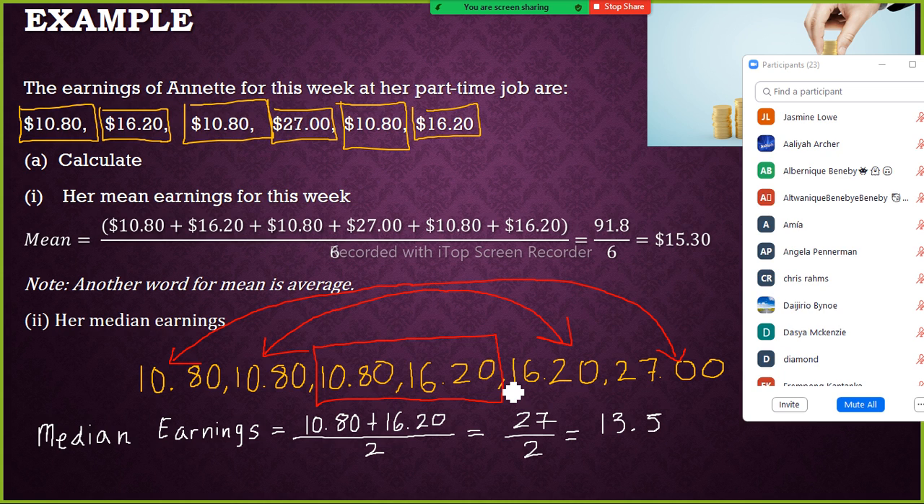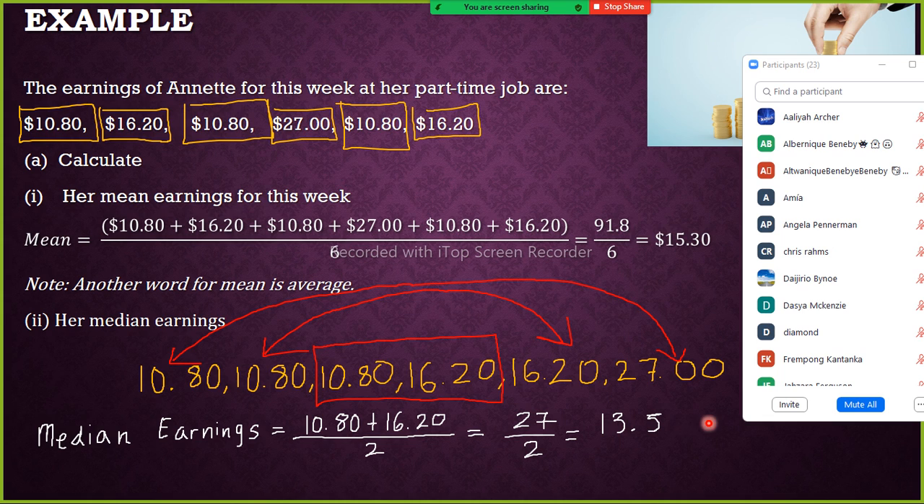Jasmine, what don't you understand? How did you get it? Okay, you understand that we arrange them in ascending order? You saw how we connect the first one with the last one, the second one with the second to last one, but we are left with these two in the middle. So we add these two and then divide by 2. Okay. So that's how we get it.